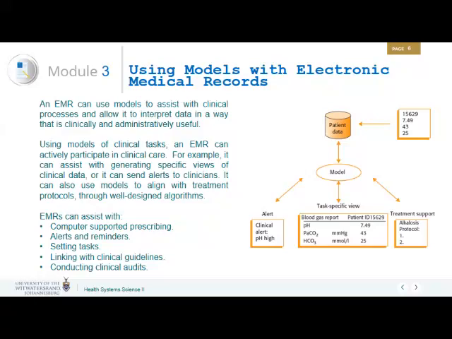So to sum up, we see that electronic medical records can assist in some instances with prescribing, in other instances with sending out alerts and reminders. It also helps with setting tasks around clinical management, and it can help to link up with clinical guidelines. And very usefully, they are useful in conducting clinical audits to see, are we achieving the outcomes that we set out to achieve when patients present with particular conditions? If we follow these guidelines, are patients actually improving or not?